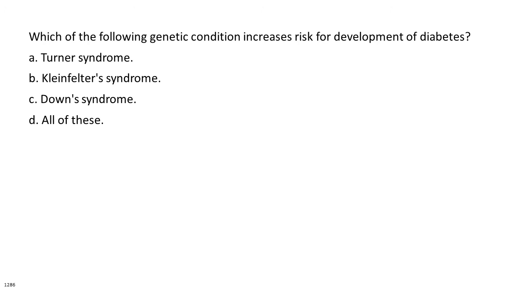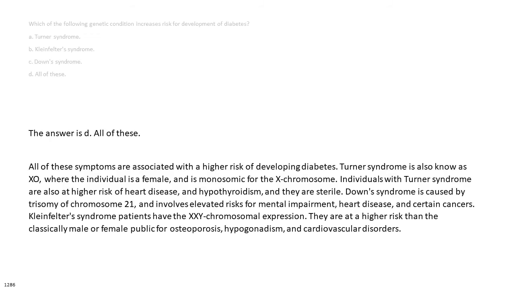Which of the following genetic conditions increases risk for development of diabetes? A. Turner syndrome. B. Klinefelter's syndrome. C. Down syndrome. D. All of these. The answer is D. All of these.